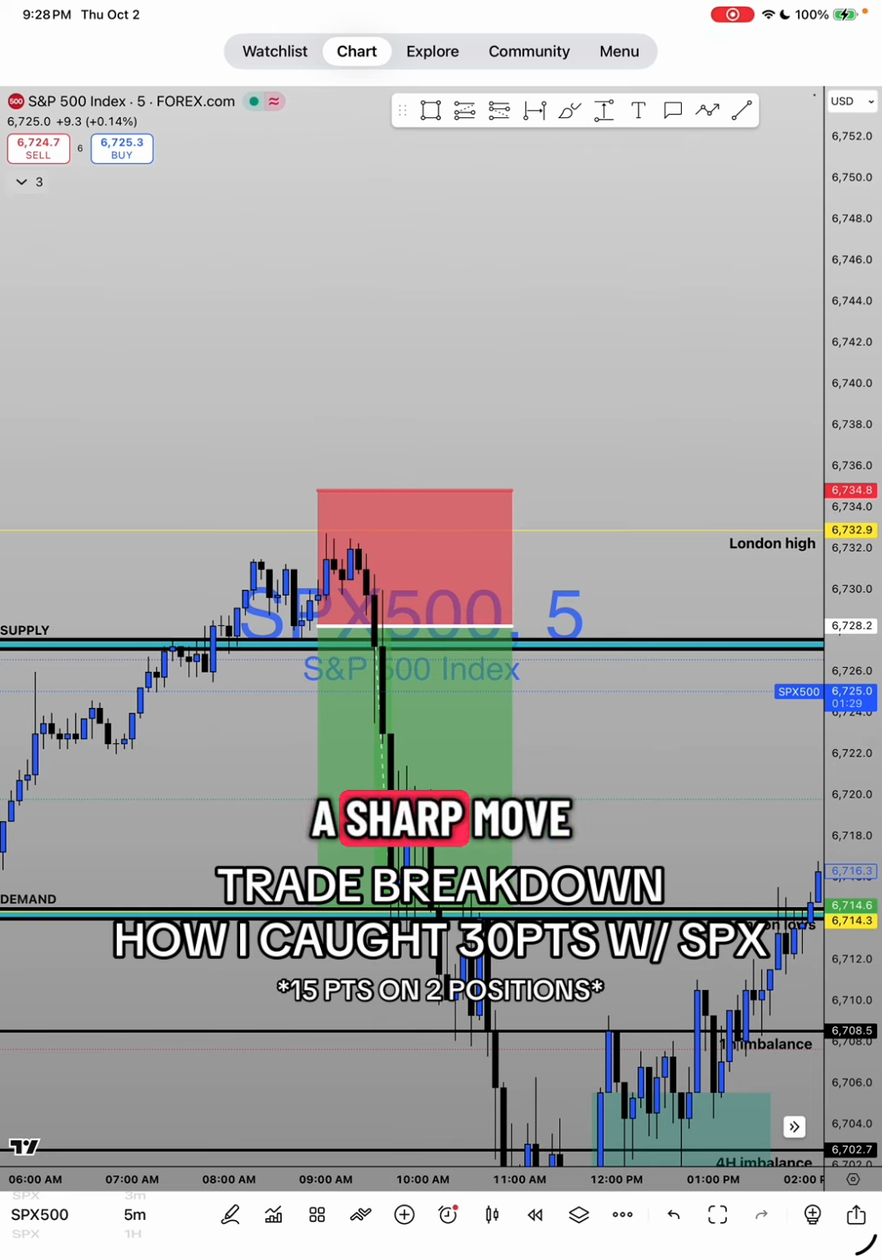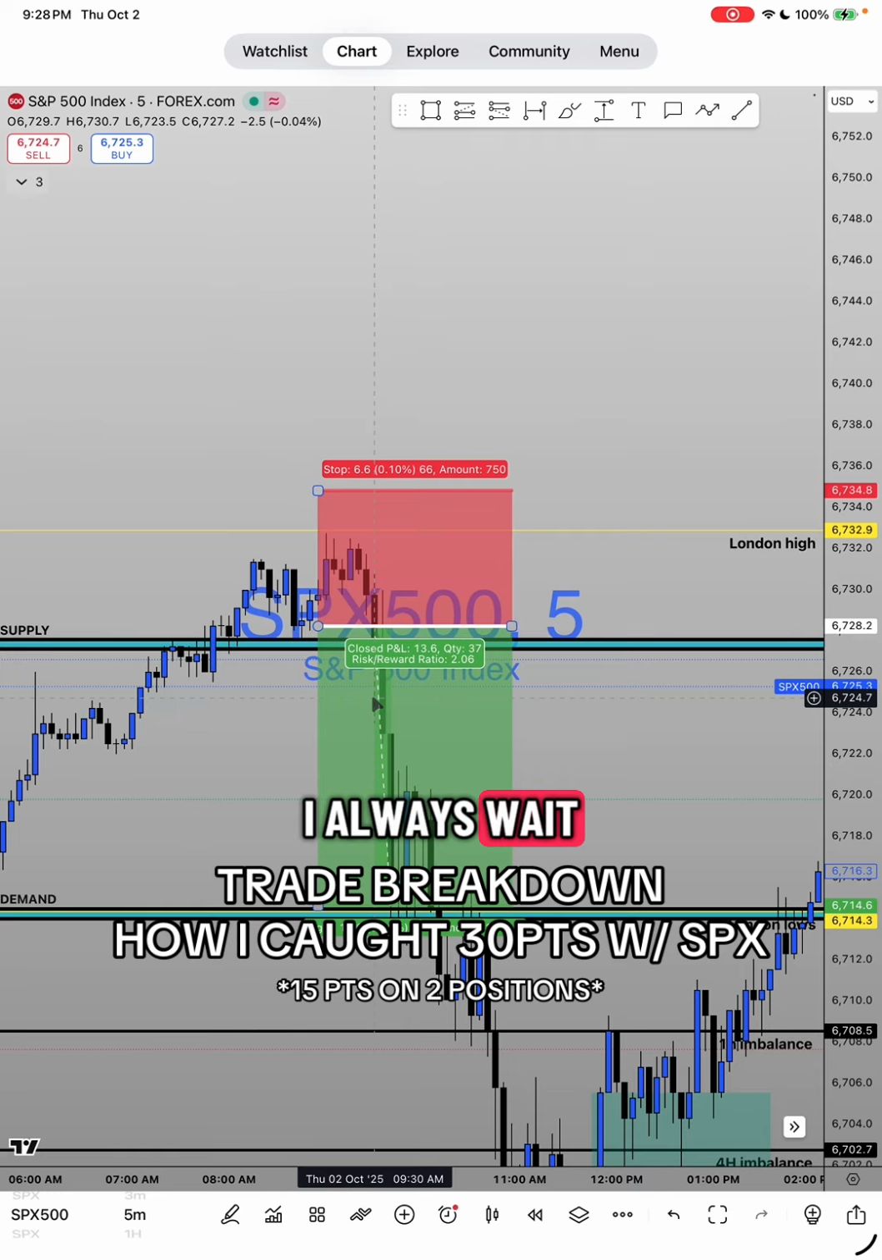Now we had a sharp move down, and essentially I always wait for the retest. Once we retested right back up to my supply zone, I took my position with the utmost confidence. 15 minutes of me being in my position, my trade hit take profit. I was able to capture a little over 30 points in profit.